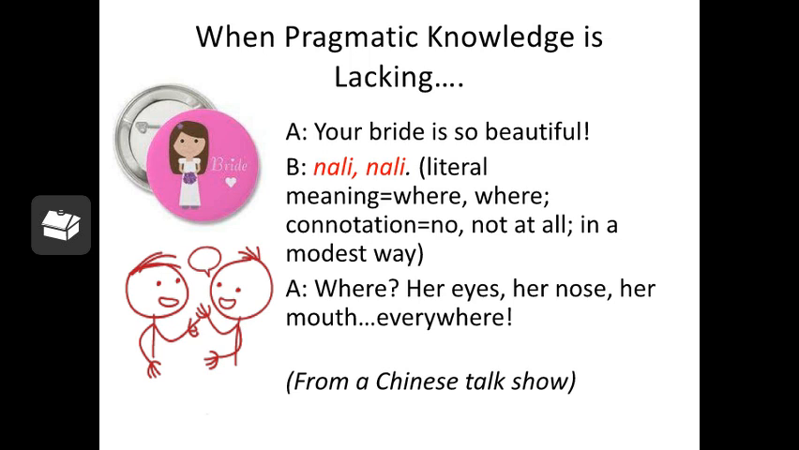The Chinese expression 哪里 is the literal translation of the word where in English. But when this phrase is repeated, it means something else. 哪里哪里 is a very typical modesty statement in Chinese. Lacking the knowledge of this connotation, Speaker A here is confused and interprets the phrase as a weird question. So he says, where? Her eyes, her nose, her mouth, everywhere.